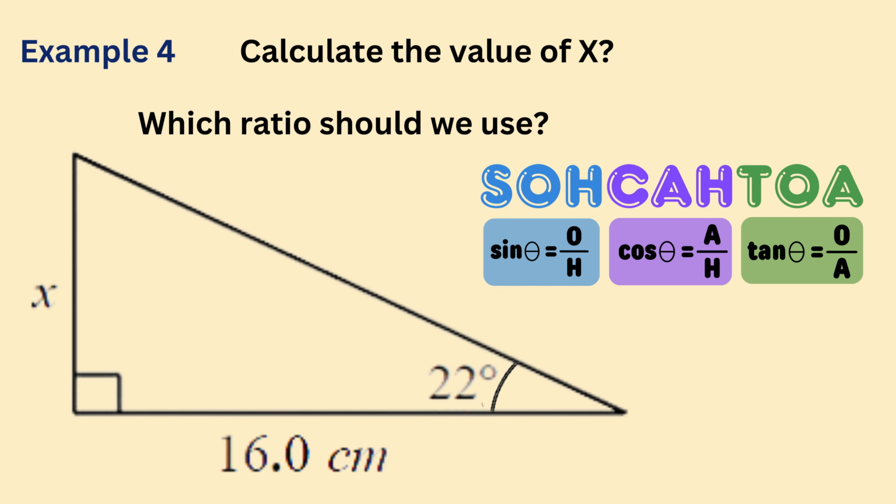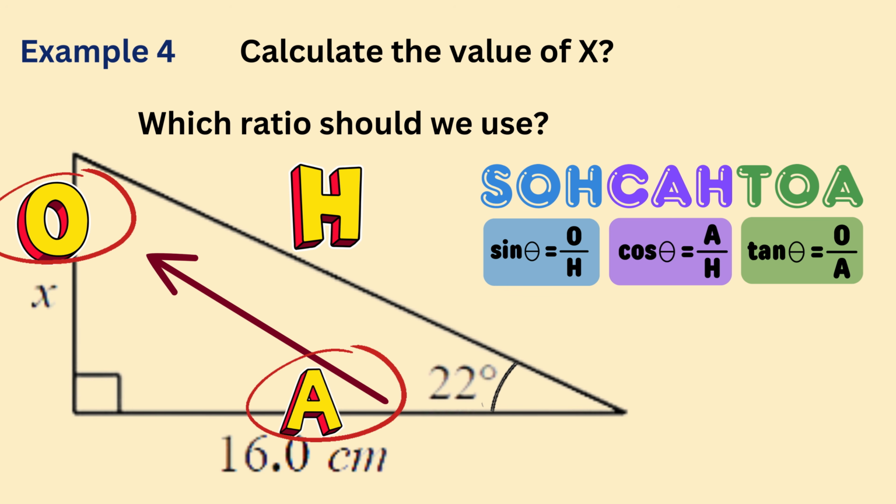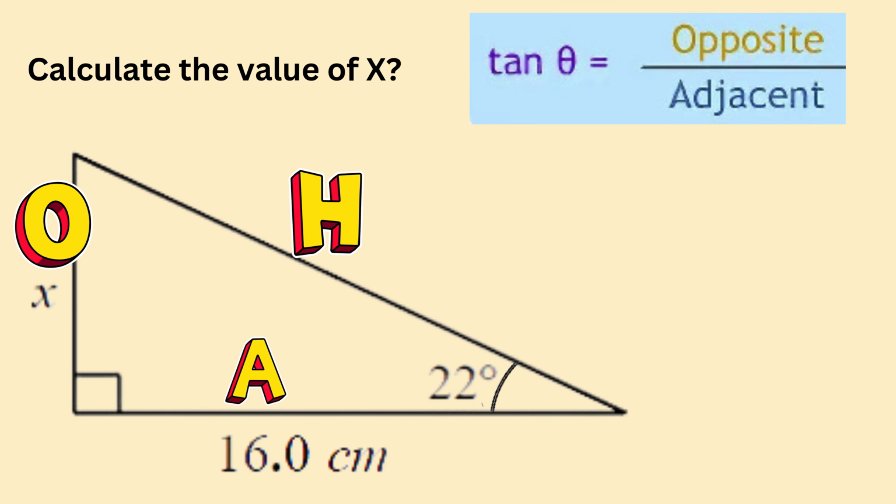Let's label the sides relative to the angle given. The hypotenuse side is the longest. The adjacent side is the closest side to the angle given. The opposite side is measured X. We were asked to calculate the opposite side, and we are given the adjacent side. Now, which ratio has O and A? You are correct, the tan ratio, which states that tan theta equals opposite over adjacent. The angle theta is 22 degrees. The opposite side is X, while the adjacent is 16.